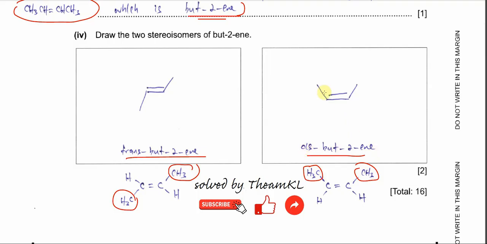If you want to draw a skeleton, you can draw like this, right? So this is CH3, CH, CH, CH3. This one same, CH3, CH, CH, CH3. Okay, that's all. Thank you.